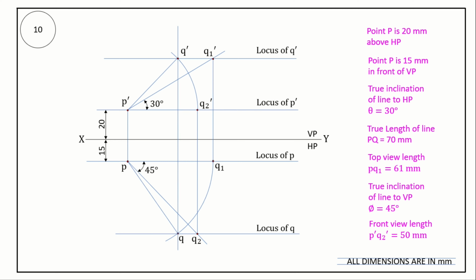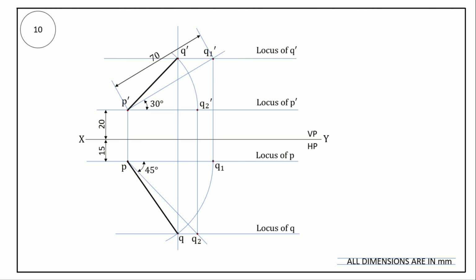Now check whether both q dash point and q point lie in the same projector. If it is correct, darken the answer. The answer is front view line p dash q dash, top view line PQ. This is the projection of the given line. Show dimension of the true length. It is given equal to 70 mm. So this is the answer for the given question.